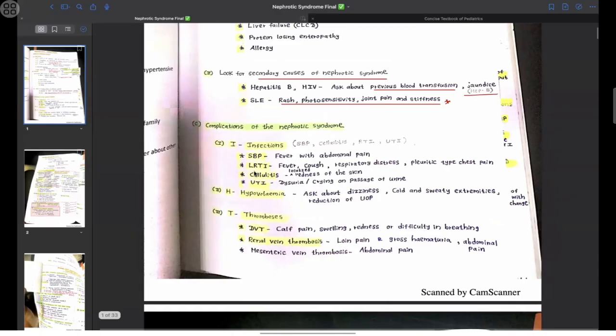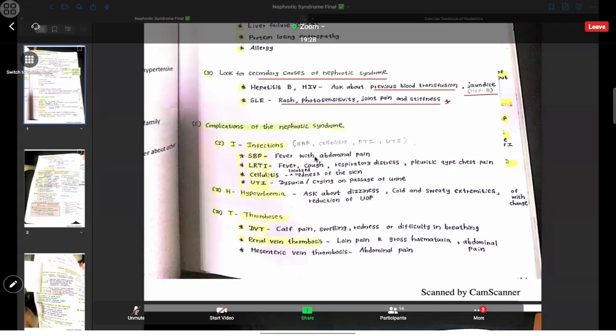So when it comes to infections, they are more likely to get infections. Now in nephrotic syndrome, the most likely time they get infections is when they are losing protein. That is when they are most likely to get infections, and that is why we give antibiotics in the management during that period. The most likely infections that they will get are spontaneous bacterial peritonitis, cellulitis, then other respiratory tract infections and urinary tract infections. So how are you going to ask for each of these?